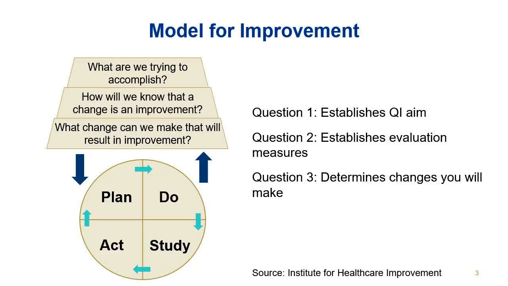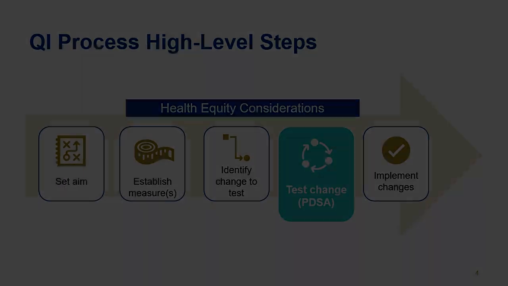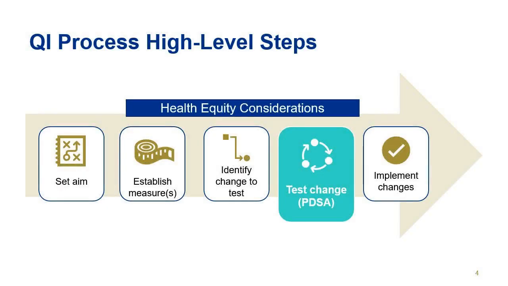Now that you have chosen your first change to test, you will use the PDSA cycle to systematically test that change. Remember, in order to reach your aim, many small changes may need to be identified, tested, and implemented. Testing one small change at a time, sometimes on limited scale, is an expected part of the IHI model for improvement. This is the fourth step in this quality improvement process.